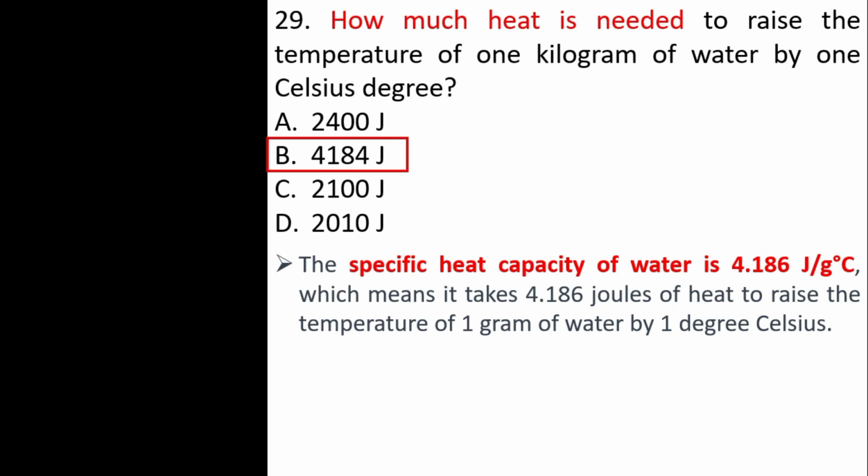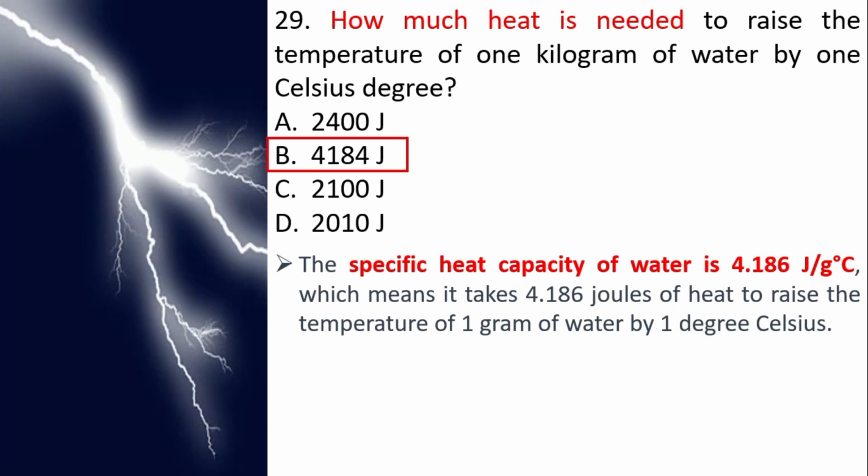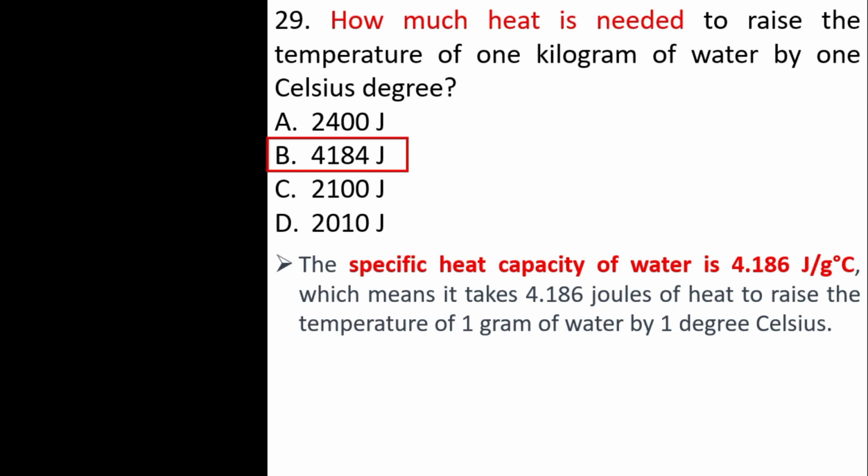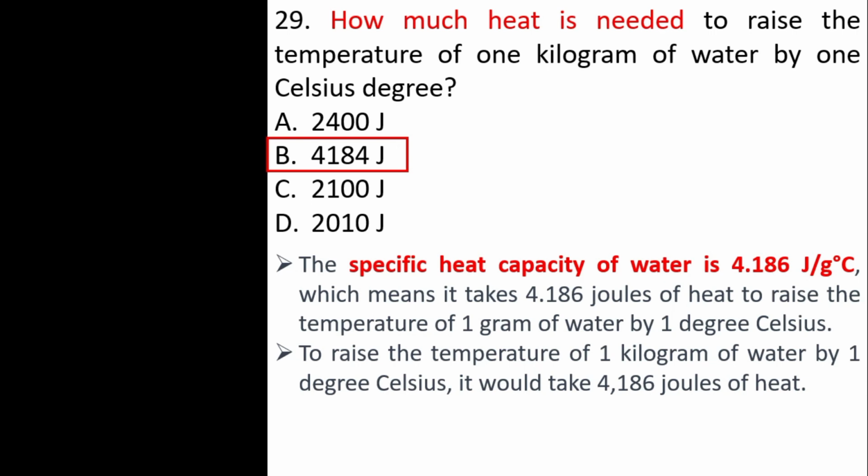4.186 joules, or kilojoules, it should be. Or 4,186 joules, which means it takes 4.186 joules of heat to raise the temperature of 1 gram of water by 1 degree Celsius. To raise the temperature of 1 kilogram of water by 1 degree Celsius, it would take 4,186 joules of heat. Okay?